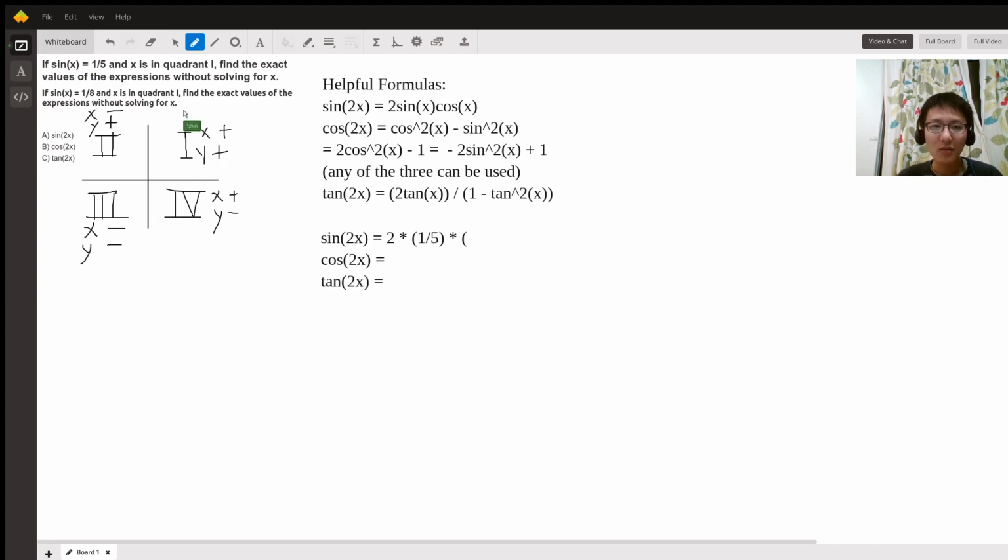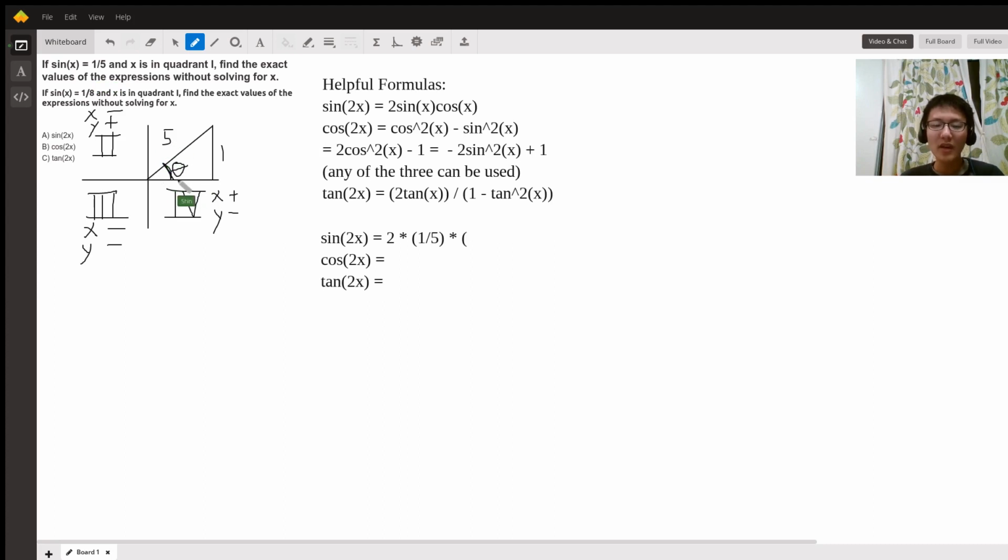We know that x is in quadrant 1, so it has to be here, and x and y are positive. Remember that. So I'm going to make a triangle here, and that's theta. Remember what sine of x is: opposite over hypotenuse. So when it says 1/5, we see it's opposite over hypotenuse, so it's 1 and 5.